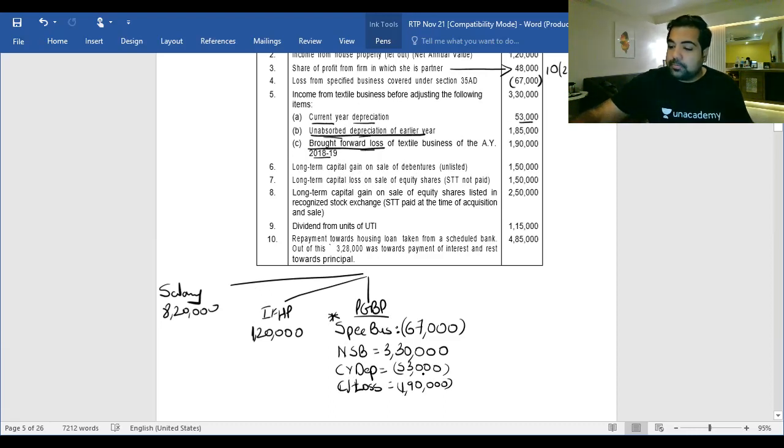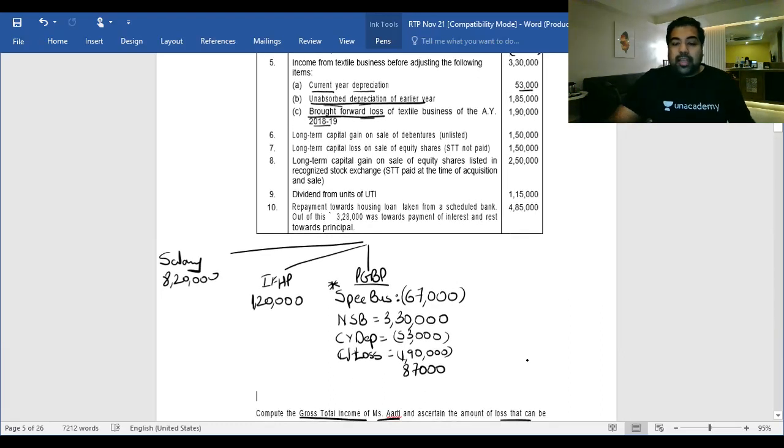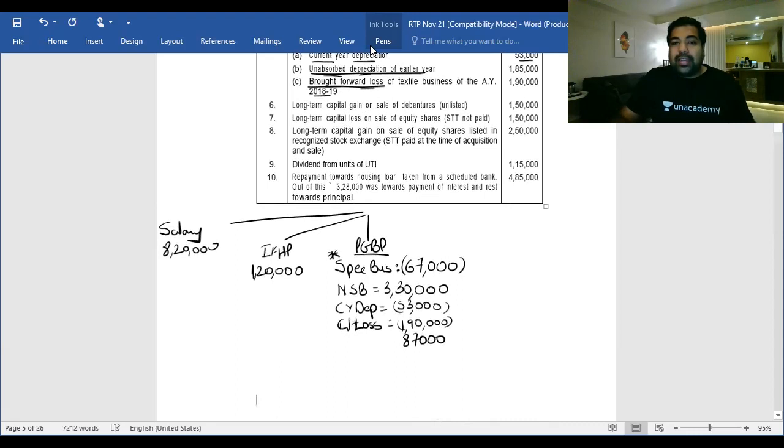So 3,30,000 minus 1,90,000 minus 53,000 leaves you with only 87,000. So 87,000 is the balance. But there is unabsorbed depreciation of 1,85,000. Unfortunately, I don't have 1,85,000. So I can minus 87,000 for my unabsorbed depreciation.